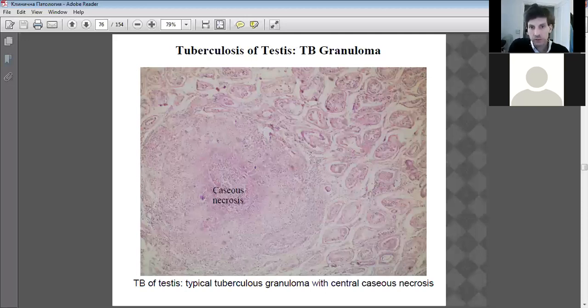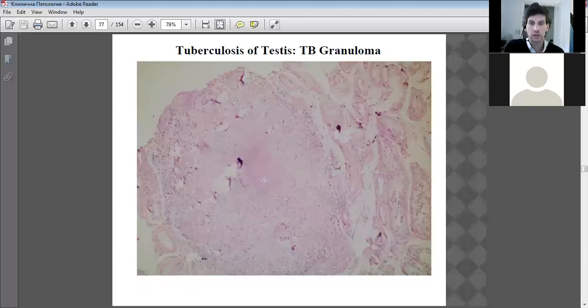These look pretty normal. The pressure of this, though, is starting to disrupt some of them, pushing on here. Hardening of the structure begins. Not a very clear slide, but just the central death of the granuloma in the center there.